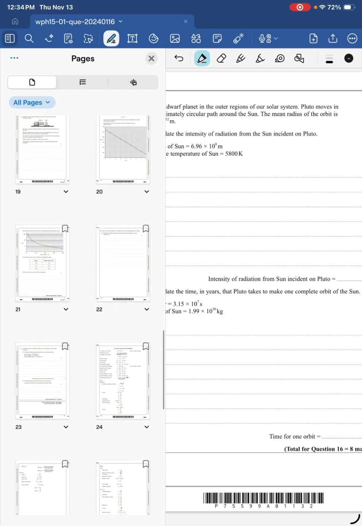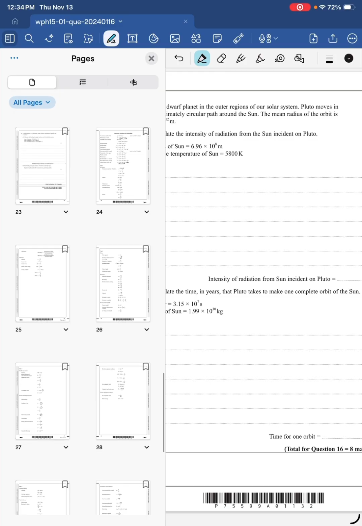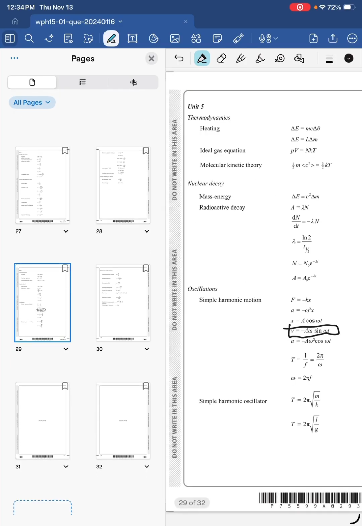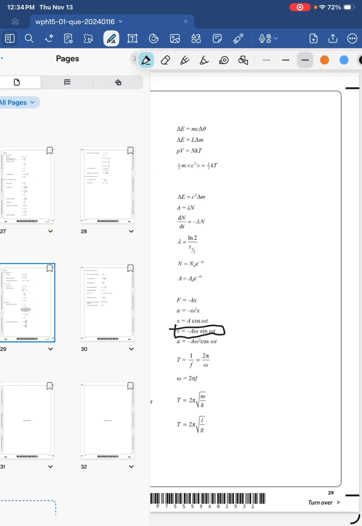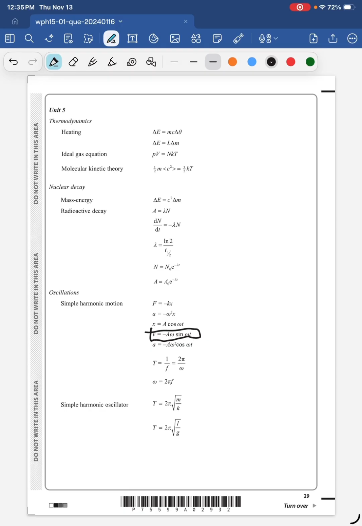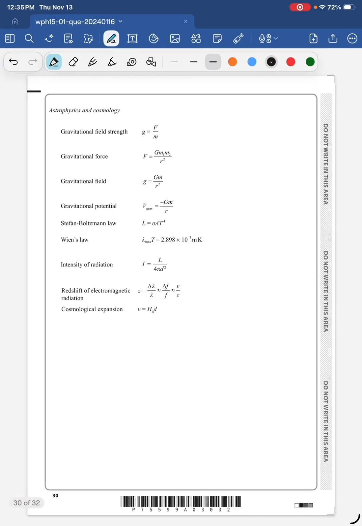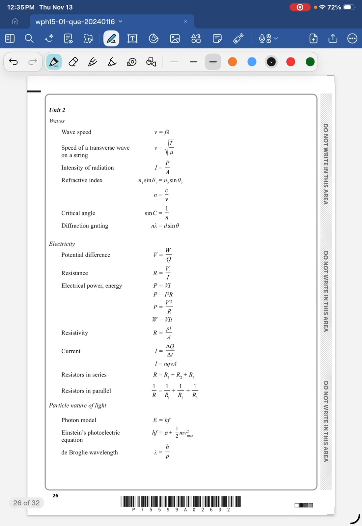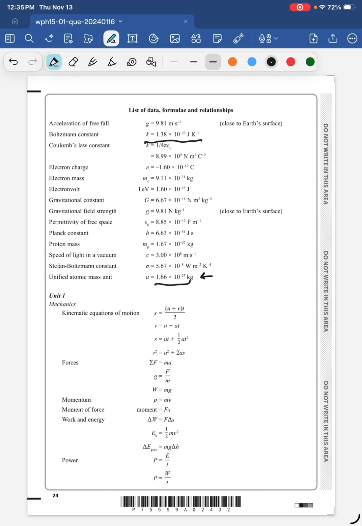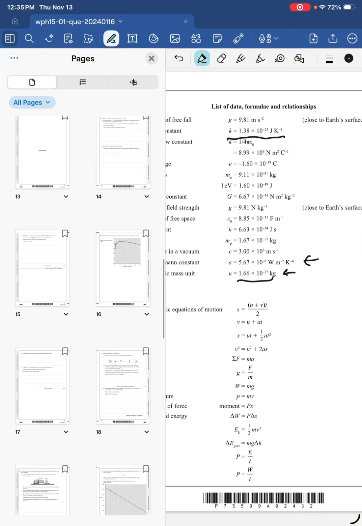So we need the Stefan-Boltzmann relationship, which I remember, but let's double check. Okay, maybe here. No. Strange. Here. This is what we need. And sigma is given over here. Where is it? Here. All right, so let's go back to the problem.